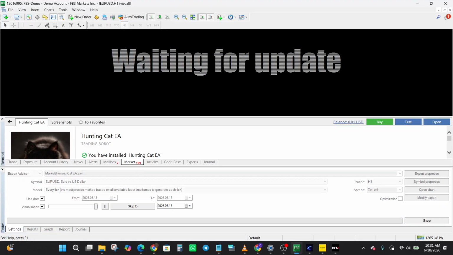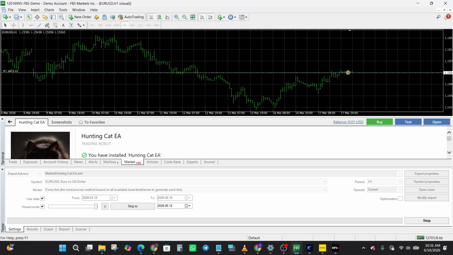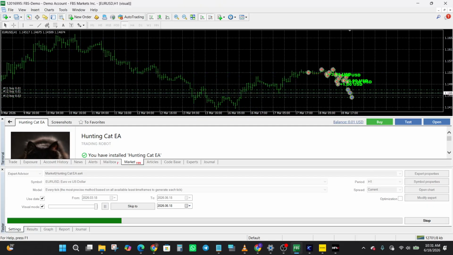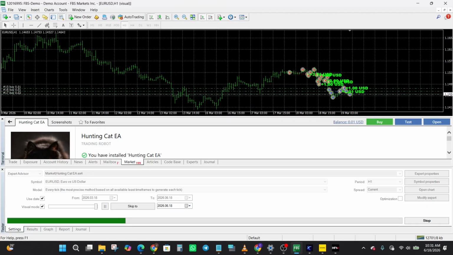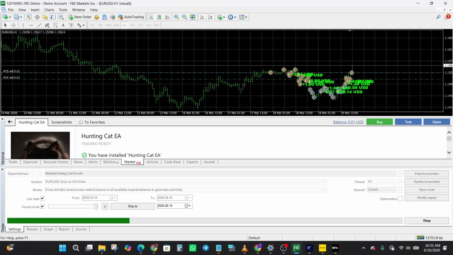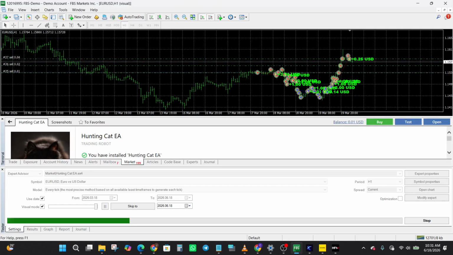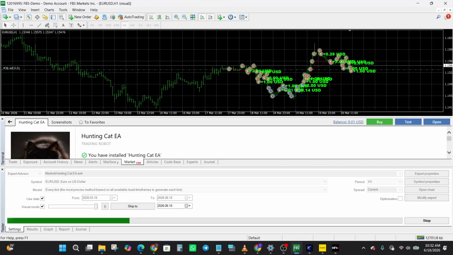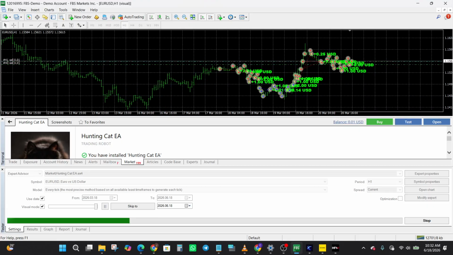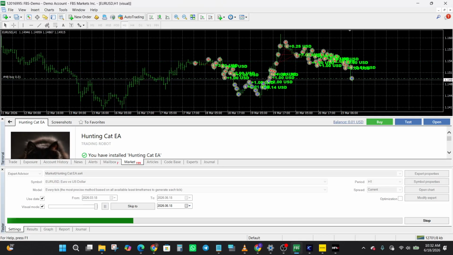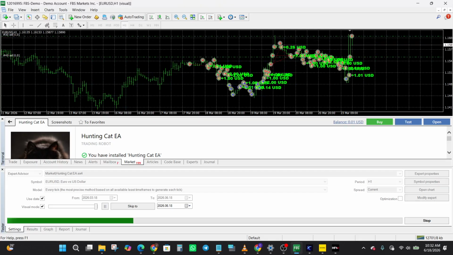When reviewing any historical test, I like to focus on how the EA behaves over time rather than just looking at the final profit figure. Longer testing periods generally provide a broader view of performance across different market conditions. So I would still recommend running extended backtests yourself for a more complete evaluation.